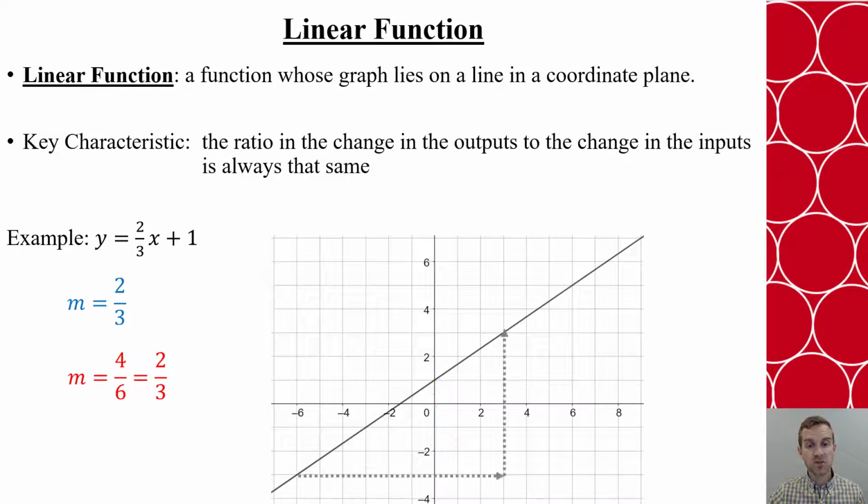Or say I choose 2 other points. This is a rise of 6 to a run of 9. But again, 6/9 simplifies to 2/3, therefore still having the same ratio.